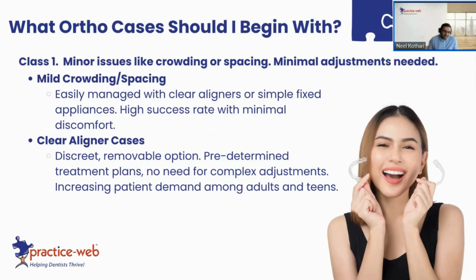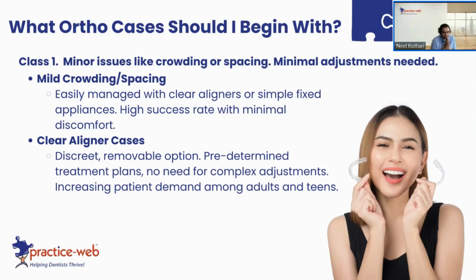And that gets to the question of what cases I should begin with. What ortho cases should I take? We want to start with what are called class 1 cases, minor issues like minor crowding and spacing issues, and minimal adjustments needed. Mild crowding and spacing can be handled through clear aligners or simple fixed appliances. There's a high success rate. If you get your feet wet in that and establish some success that you can even show on social media, that will really help you build the confidence that yes, I can treat ortho.